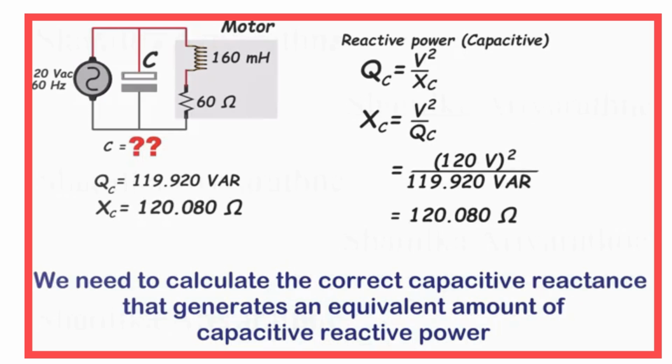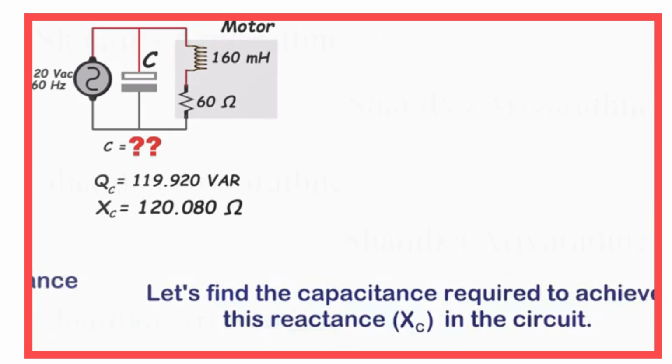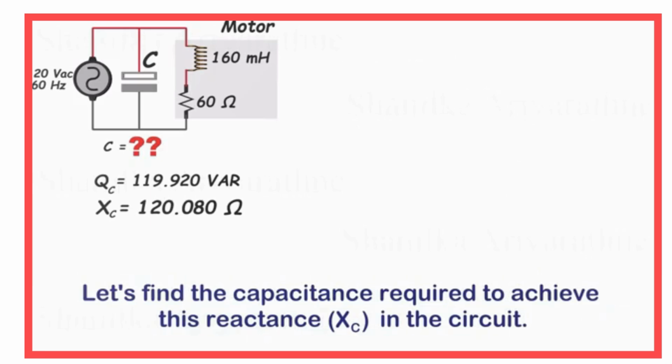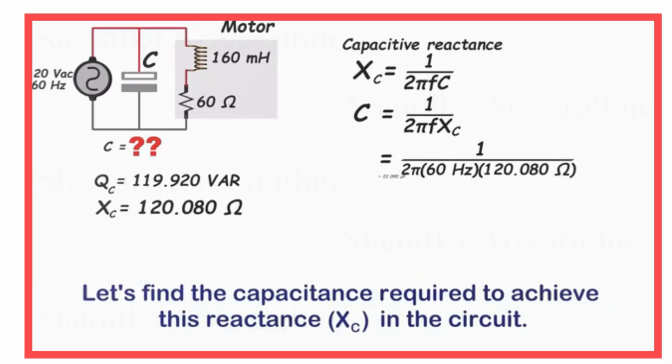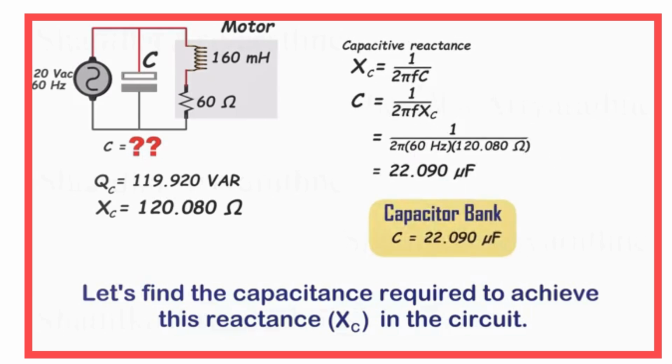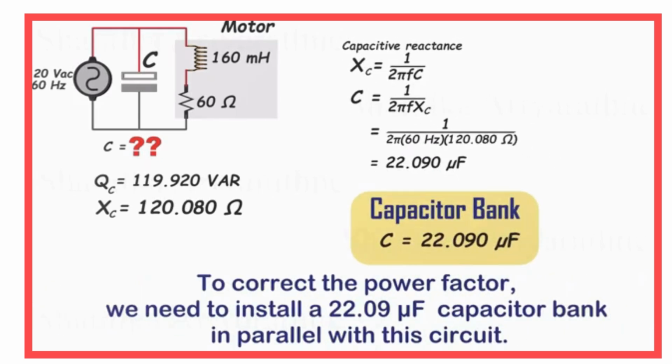We have determined the reactance of the capacitor. Now, let's find the capacitance required to achieve this reactance in the circuit. Eureka! We have calculated the capacitance. To correct the power factor, we need to install a 22.09 microfarads capacitor bank in parallel with this circuit. That's all.